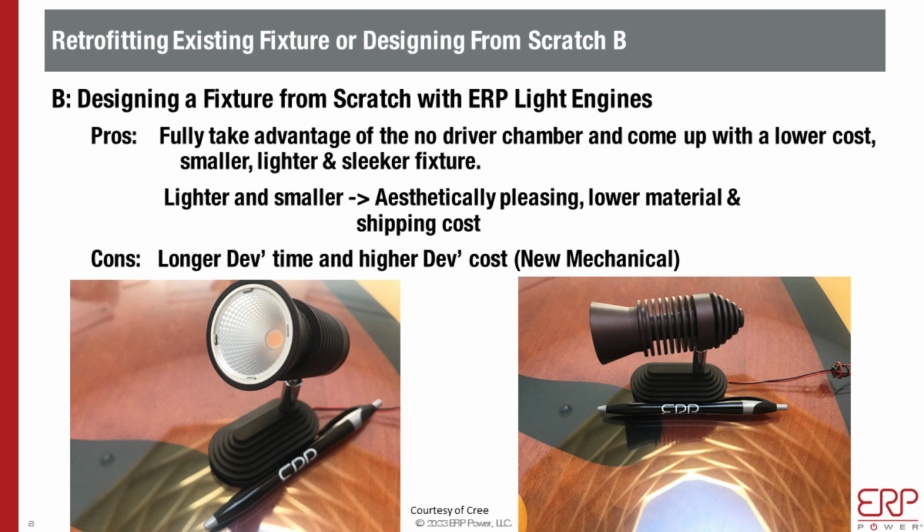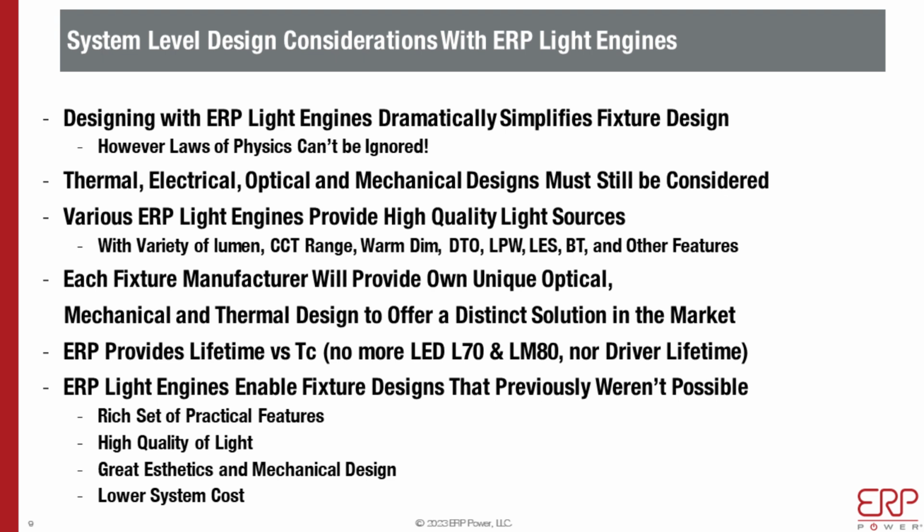So the second approach is that you want to do the design from scratch. Obviously, when you do the design from scratch, you're going to take advantage of everything that I've talked about, essentially getting rid of that housing, and most importantly, you're going to come up with a lighter and smaller fixture, which is aesthetically pleasing, and the material cost is going to go down, your shipping cost is going to go down. But there's a con to it. Because you have to do the mechanical design from scratch, your development time might be a little bit longer, and cost might be higher because you have to design a new body for it. So those are the pros and cons of these approaches.